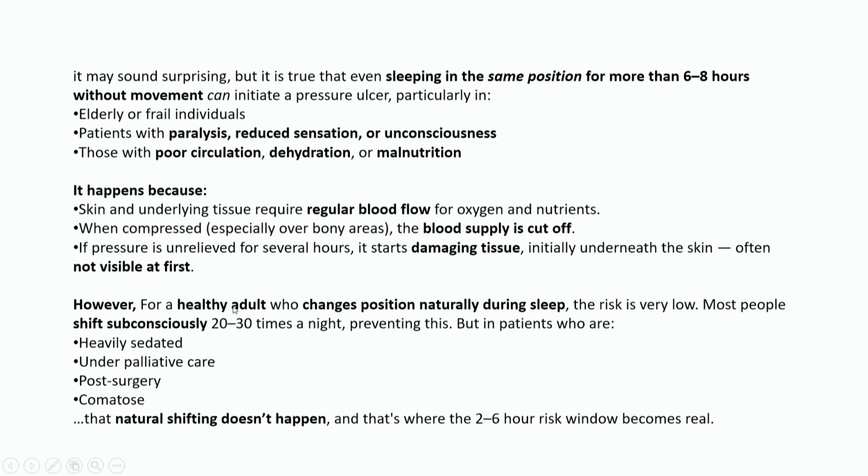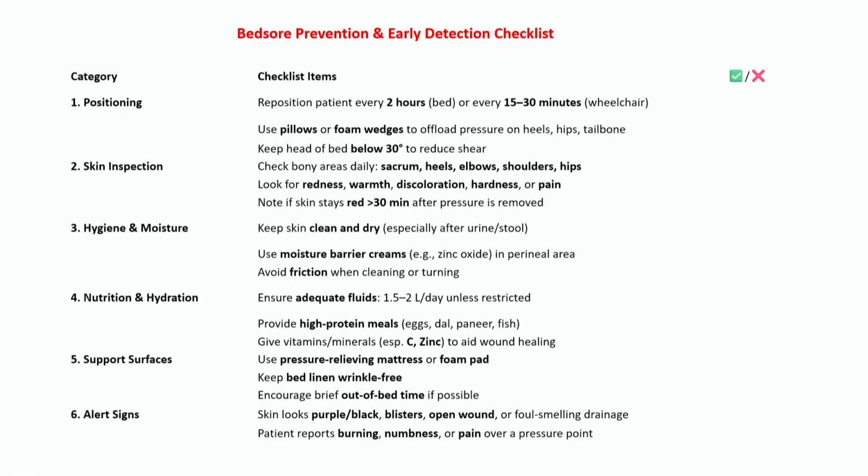However, for a healthy adult who changes position naturally during sleep, the risk is very low. Most people shift subconsciously 20 to 30 times per night. This is also surprising to me. I was not knowing, but I read it. 20 to 30 times in one night, preventing this. But in patients who are heavily sedated, under palliative care, post-surgery, or in coma, natural shifting does not happen, and that is why the 2 to 6 hour risk window becomes real. In this kind of patient, it becomes true.